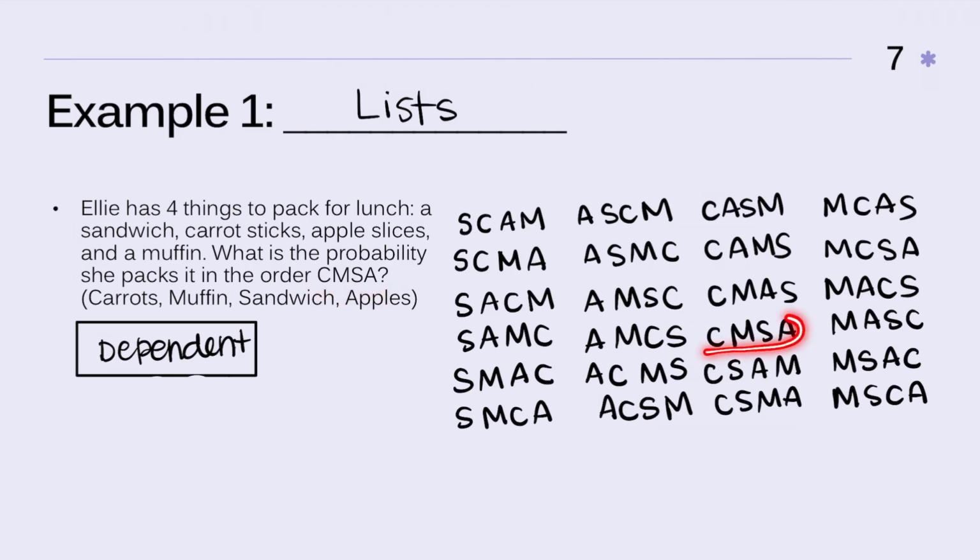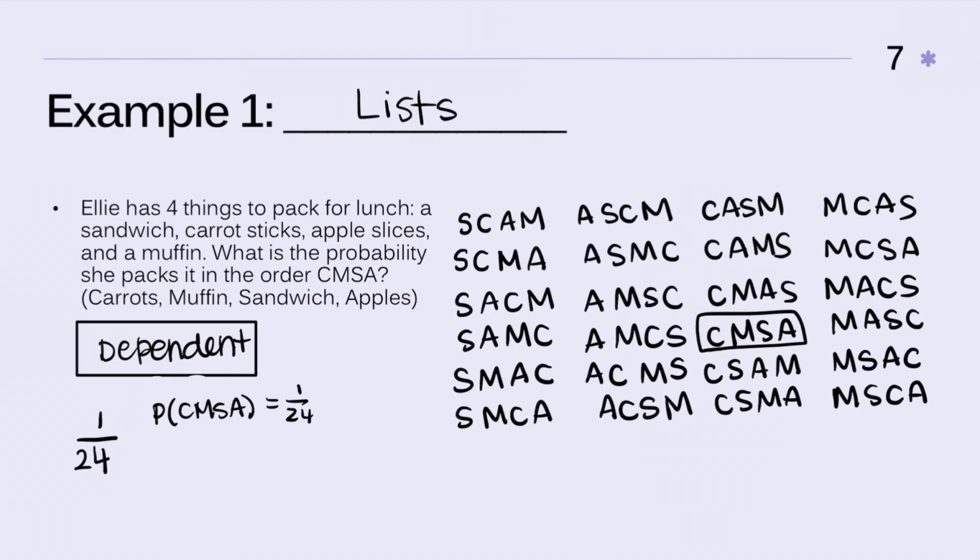That only occurs right here. And remember, when we're calculating probabilities, it's the number of desired outcomes over the number of total outcomes possible. So out of all of these, I only have one thing that matches what I want: the carrots, muffin, sandwich, apples. That's right here. And there are 24 total outcomes possible. So the probability of CMSA is 1 out of 24.